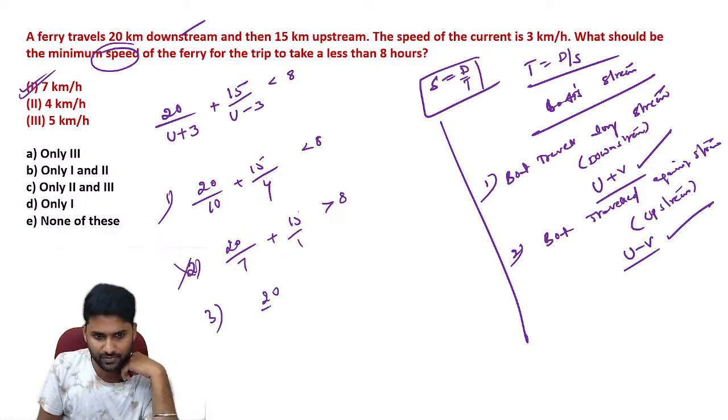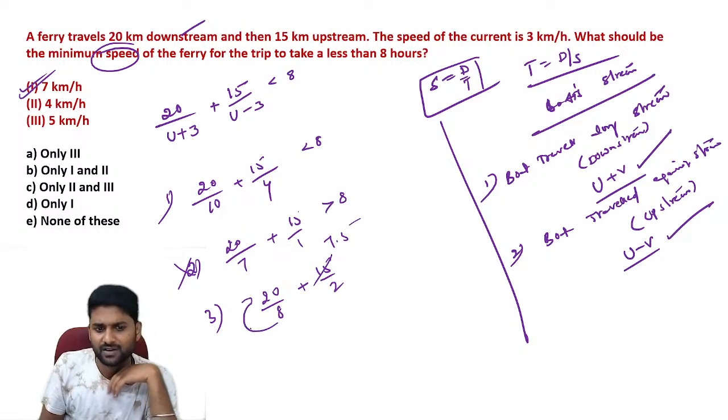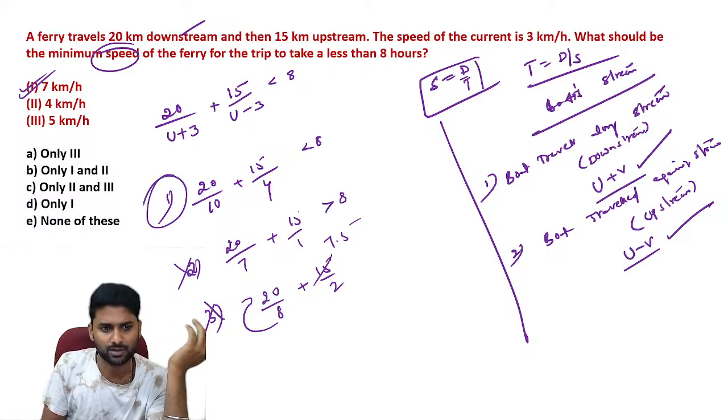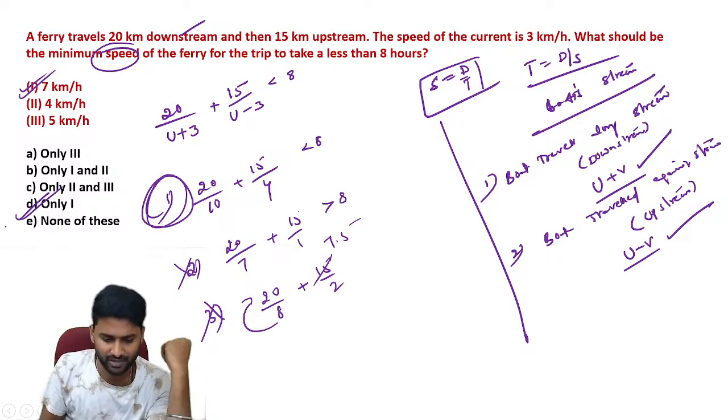Third one: 20 by 8, 15 by 2. So it's all about 7.5. So definitely these values should be more than 2, right? So 7.5 and more plus 2 is more than 8. So that's why this is also not possible. That's why the perfect answer is 7 kilometers per hour.